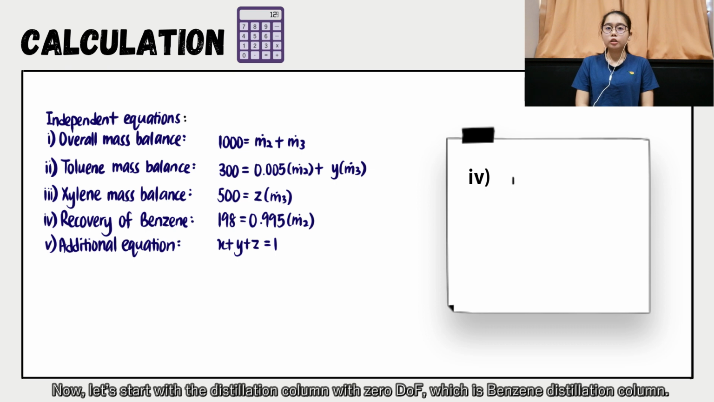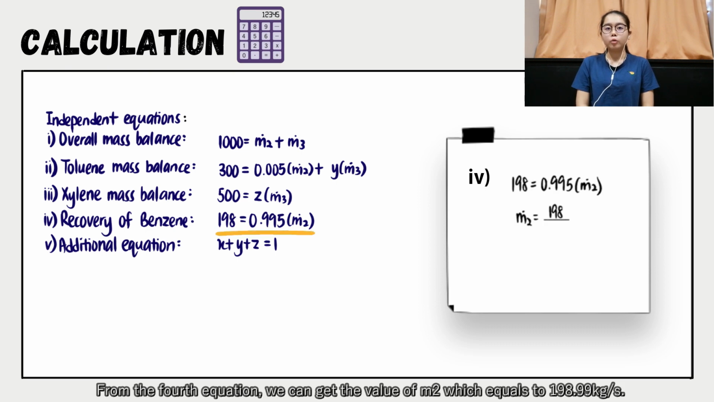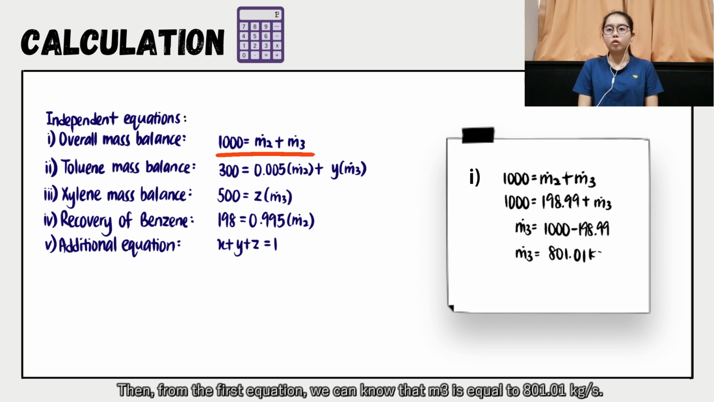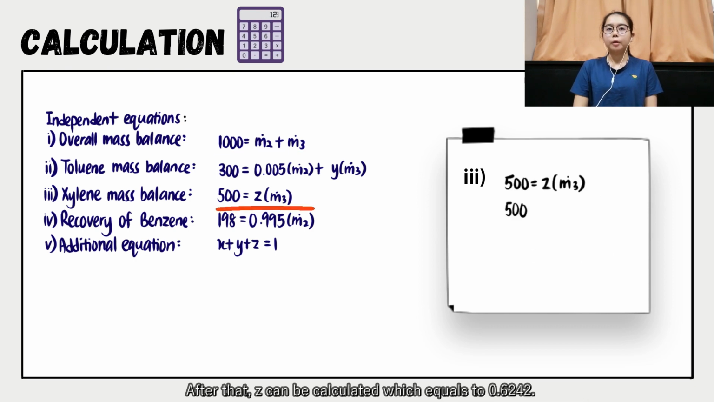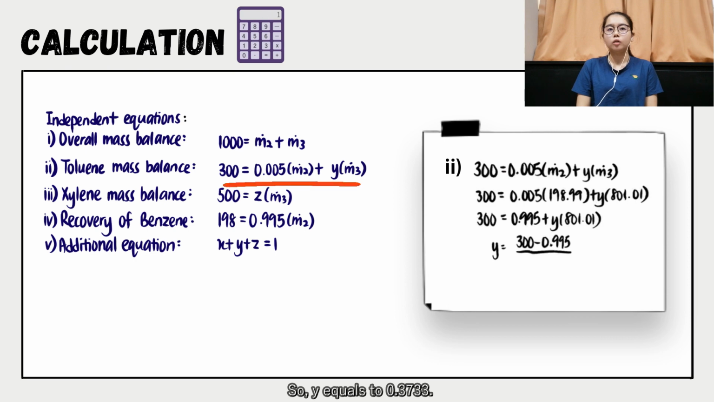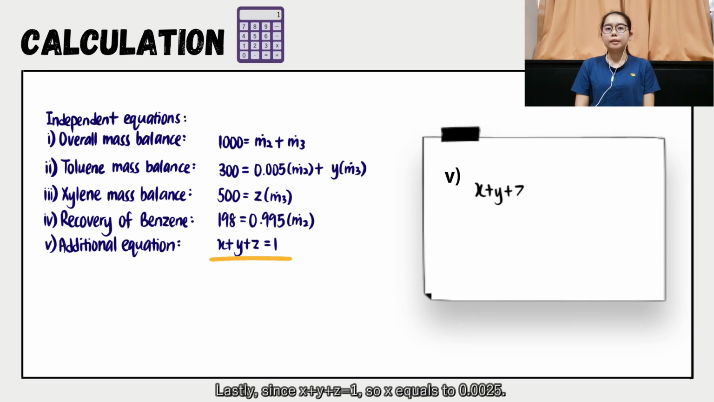Now, let's start with the distillation column with 0 DOF, which is the benzene distillation column. From the fourth equation, we can get a value of M2 which equals 108.99 kg per second. Then from the first equation, we know that M3 equals 801.01 kg per second. After that, Z can be calculated, which equals 0.6242. Since the values of M2 and M3 are known, we can calculate Y using the second equation, so Y equals 0.3733. Lastly, since X plus Y plus Z equals 1, X equals 0.0025.